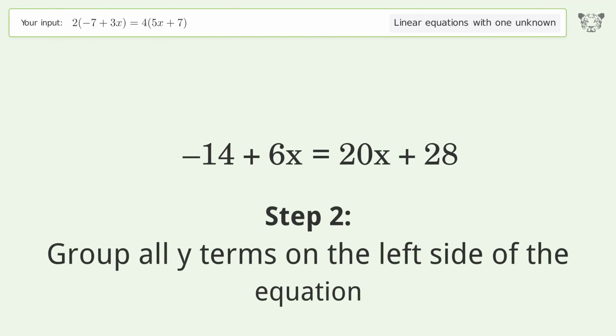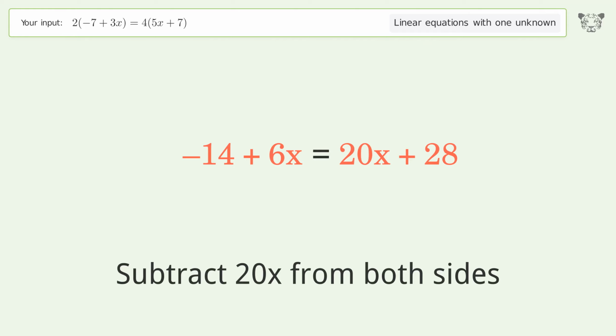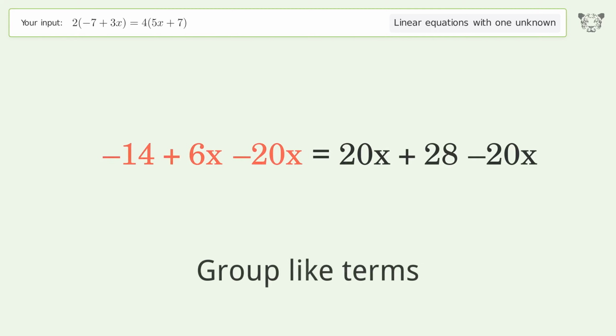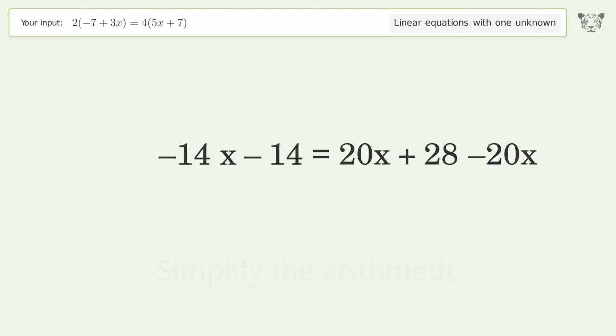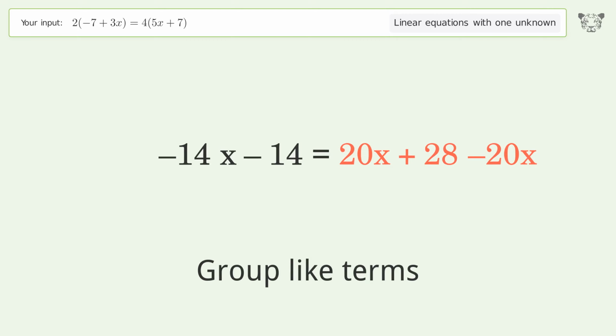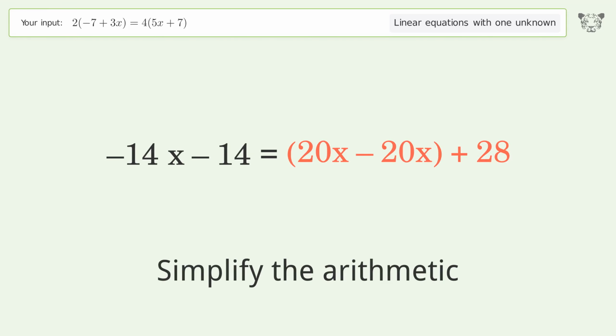Group all y terms on the left side of the equation. Subtract 20x from both sides. Group like terms. Simplify the arithmetic. Group like terms. Simplify the arithmetic.